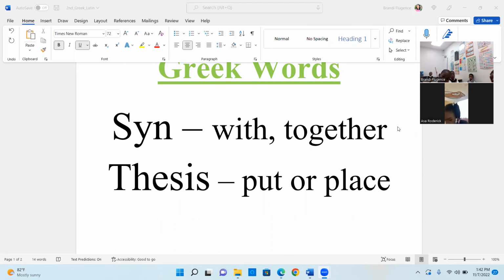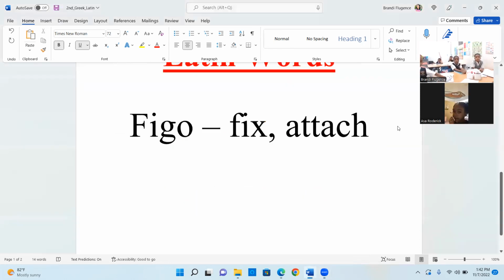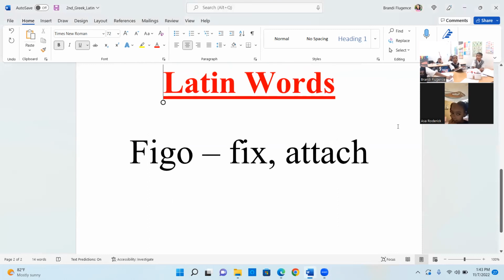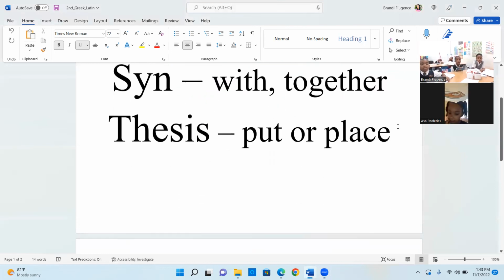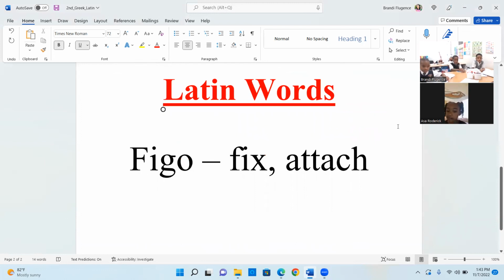Okay, and then we have thesis. T-H-E-S-I-S, thesis, and it means put or place. Okay, thesis means put or place. Then we have our Latin word figo. F-I-G-O, figo, and it means fix or attach. Good. So those are your words. We have syn, with or together, thesis, put or place, and then we have figo, fix or attach.